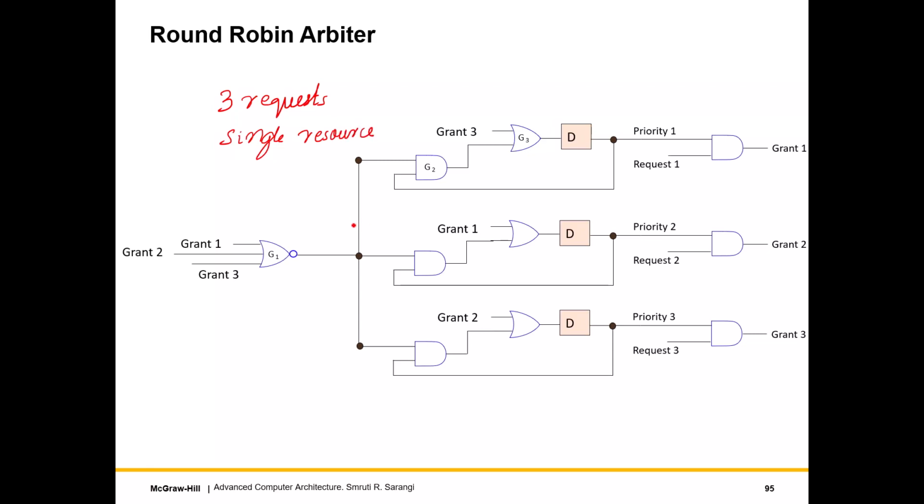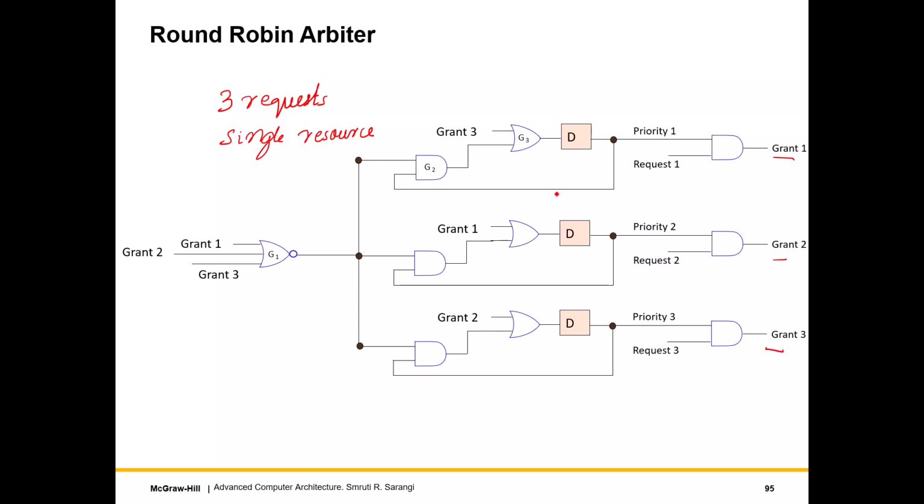So basically, request has to be 1, which essentially indicates that request 1 is granted the resource, right? So request indicates interest, and then we have a round robin scheme. So first you assert grant 1, then grant 2, grant 3, then again grant 1, grant 2, grant 3, and so on and so forth.